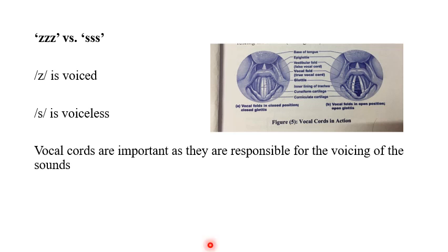Now if you have a look at this illustration here, vocal cords in action, in illustration A, the vocal cords are in closed position, which means that the glottis is closed. We mentioned this when we discussed the glottis: if the vocal cords are closed, then the glottis is also closed. And in illustration B, the vocal folds are in open position, which means that the glottis is open. Okay, let's move on.